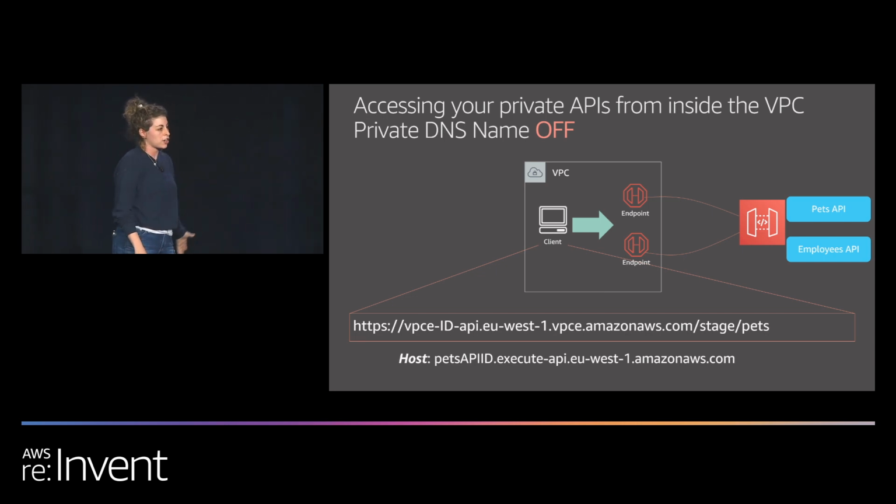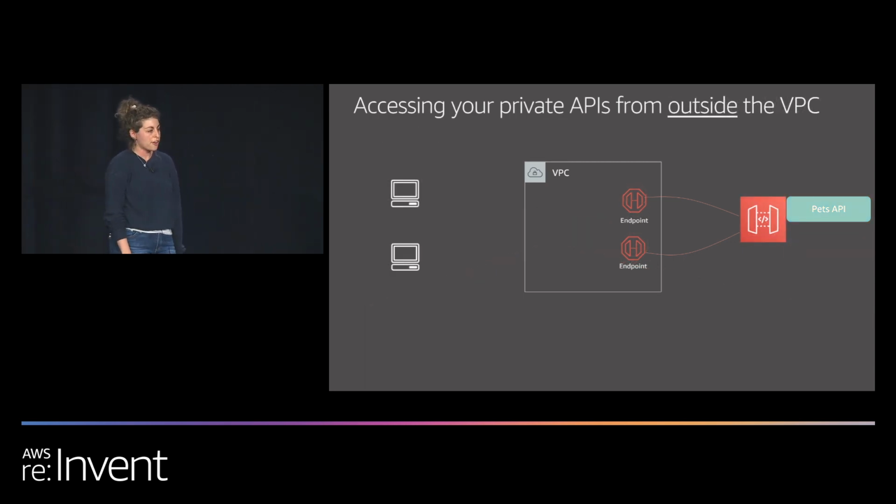So now if we add a host header with the original URL, the one that Amazon API Gateway gave us, now the endpoint knows which project to direct the traffic to. Okay, cool. So we solved the problem. Well, now, what happens if we want to hit these private APIs from outside the VPC?